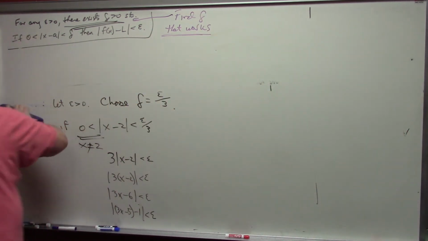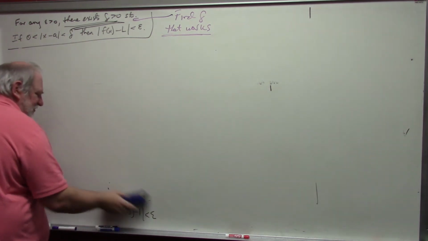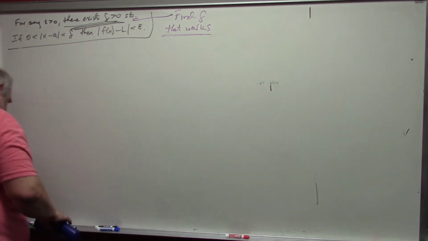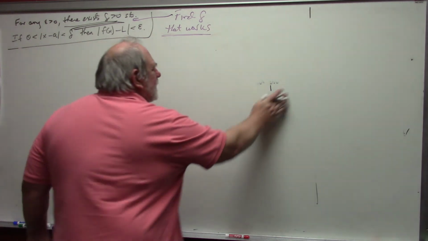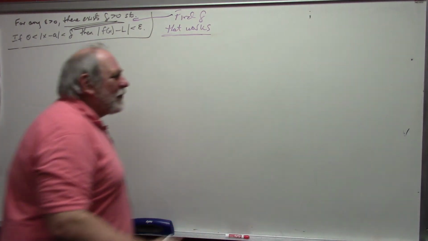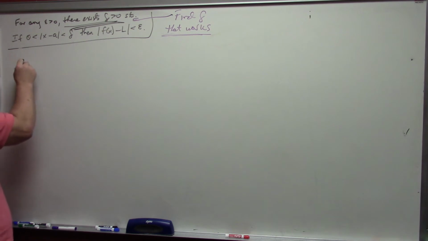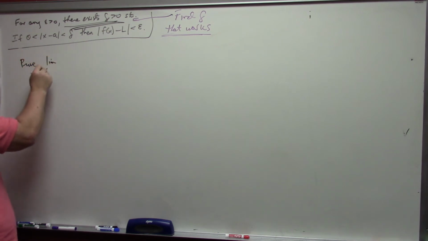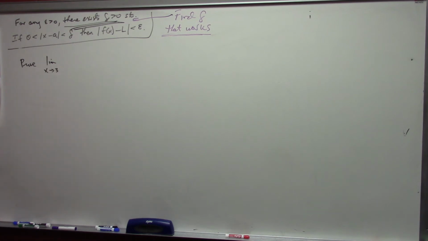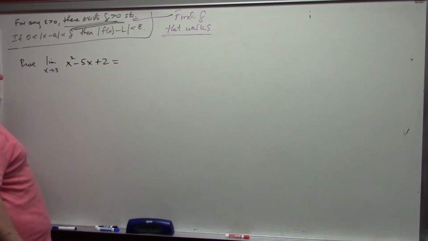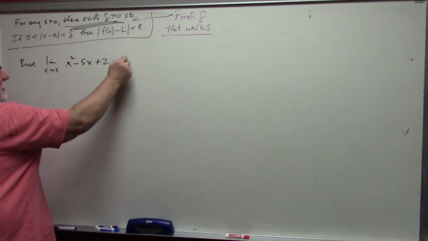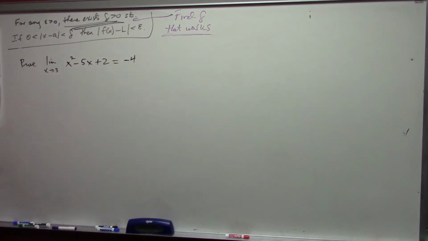And let's do a different example that is a little bit more complicated. A quadratic. I didn't erase very well. Suppose I want to prove the limit as x approaches 3 of x squared minus 5x plus 2 is equal to negative 4. Again, this is the logical thing. As x approaches 3, this would make a lot of sense. So I want to prove this statement.